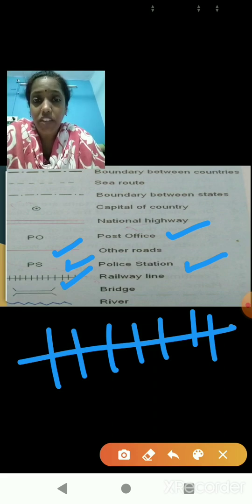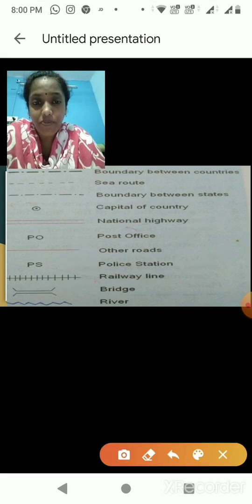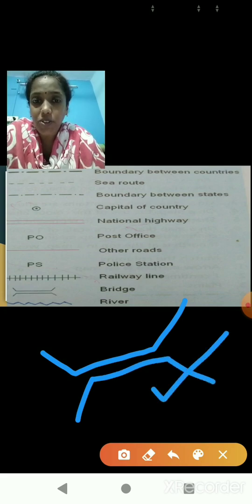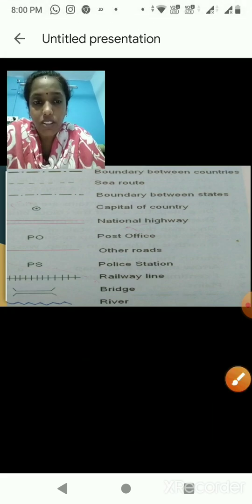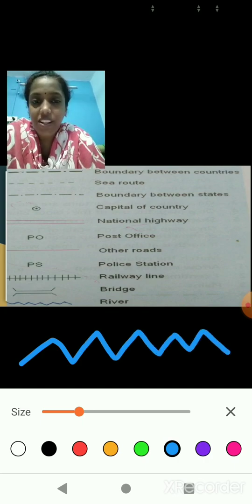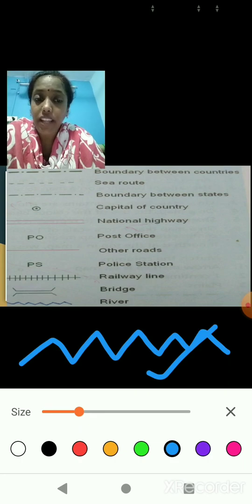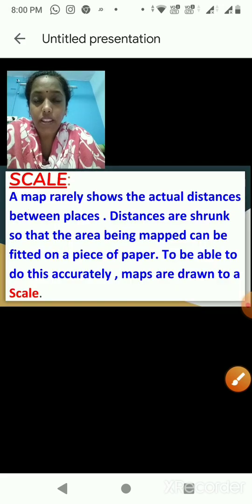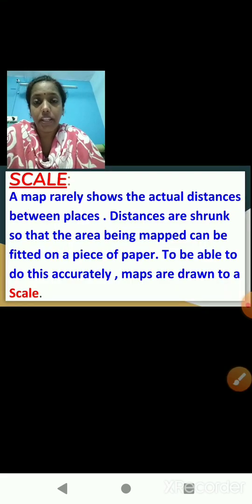Many a times you might have noticed, children. Next we have, looking at the symbol itself, we come to know that there is a bridge in that location. Next symbol is, yes, like this. This symbol tells us about the river located in that area. Clear, children? Now our next element is scale.